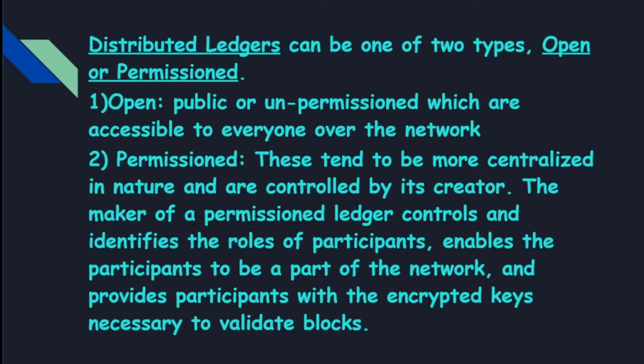Distributed ledgers can be one of two types, open or permissioned. An open ledger means that it is public and it is accessible to everyone over the network. A permissioned ledger is more centralized and it is generally controlled by the creator. The maker of a permissioned ledger controls and identifies the roles of the participants, enables the participants to be a part of the network, and provides participants with the encrypted keys necessary to validate blocks.